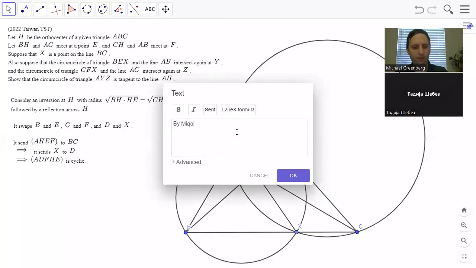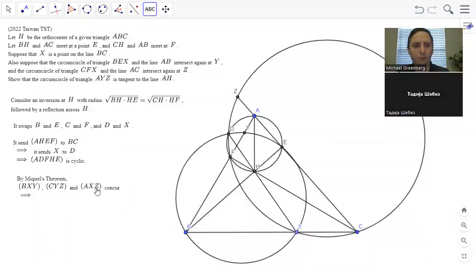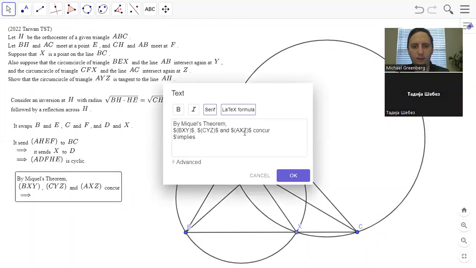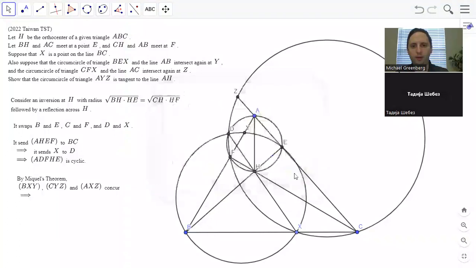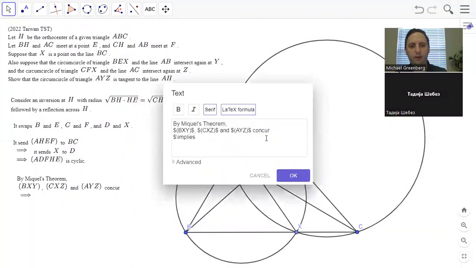So by Miquel's theorem, I think it was BXY, CYZ, and AXZ concur. And that means that, so this should be AYZ, CXZ. So that means that AZBY is cyclic. All right.